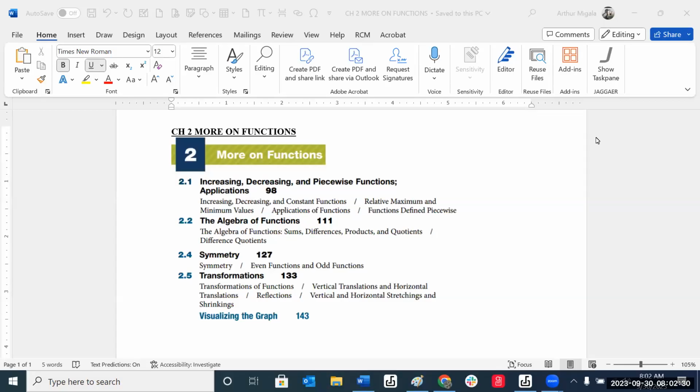All right, good morning. We're going to pretty much finish chapter 2 today. We did section 1 last time, increasing, decreasing functions. Today we're going to talk about the algebra of functions. We're going to do symmetry and transformations, and I gave you handouts for those. Take a picture of this so you can write it all down.